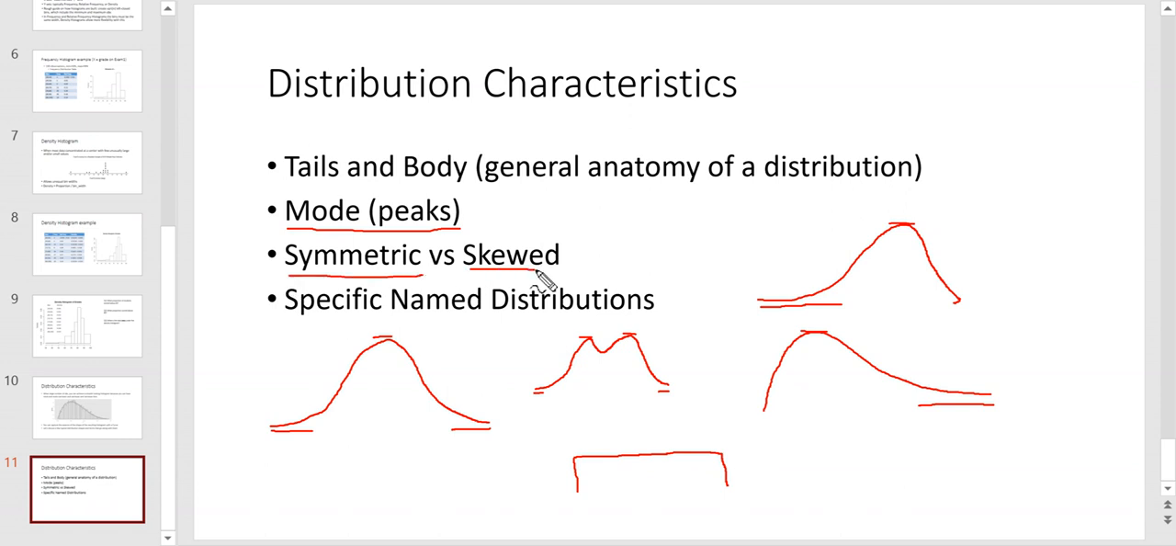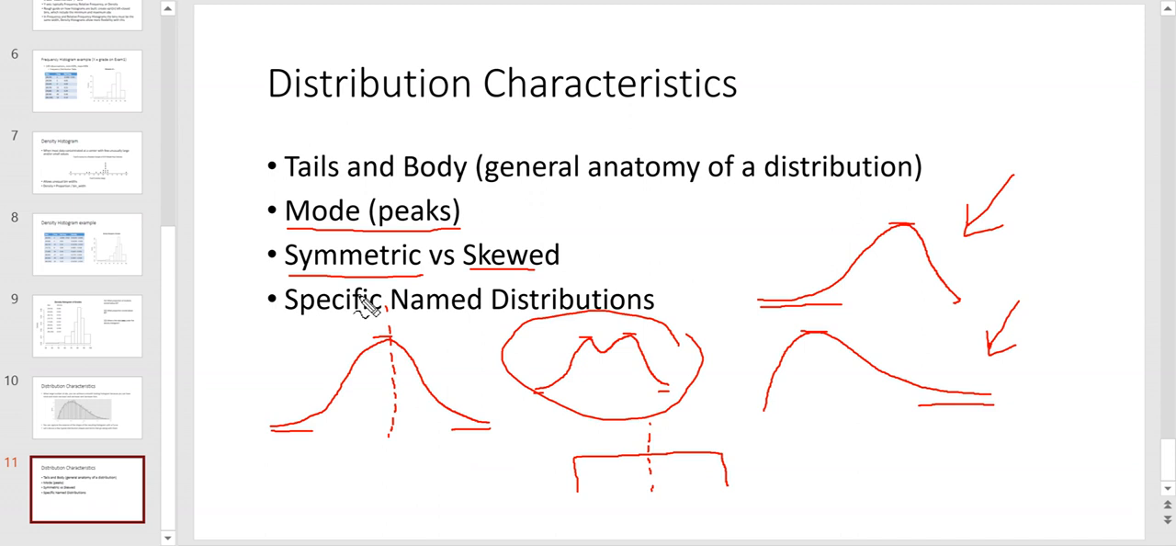Symmetricity or skewness. Well, here we go. We call this negative skewed. We call this positive skewed. The long tail is the direction of the skew. Here, we have a much more uniform distribution. Uniform distribution. We're not going to worry too much about this one anymore because we're not dealing with this type of distribution. So you can have asymmetric distributions that are skewed, and you can have symmetric distributions that are not skewed.